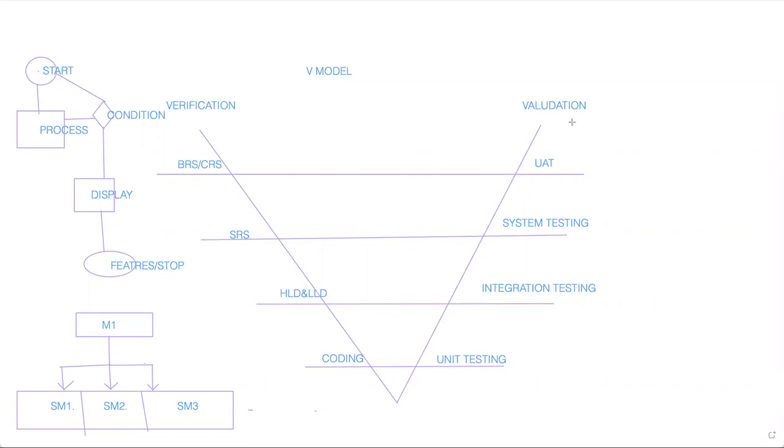If you observe here, we need to review the BRS document, the SRS document, and the HLD and LLD. If all these documents are correct, then what the developers are developing is the correct and valid software.